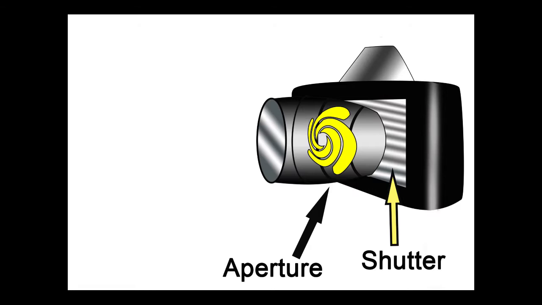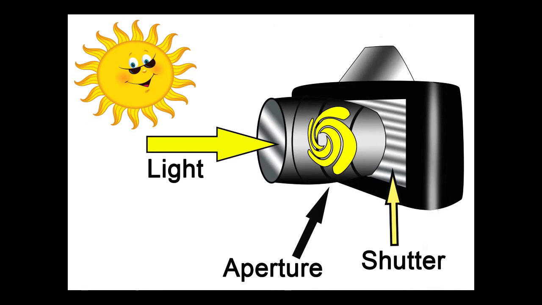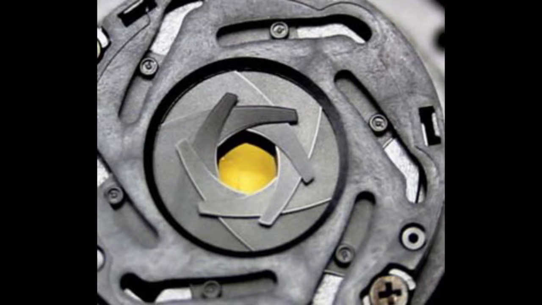So light passes through both of these portals like an Indiana Jones temple to reach the light-sensitive surface inside the camera. This is what the aperture looks like inside your lens. It's basically a series of blades that spiral open or closed to make a bigger or smaller opening. This is what the shutter looks like. As I said, it's a door with shutter blades. It opens and it closes. That's it. Very simple.